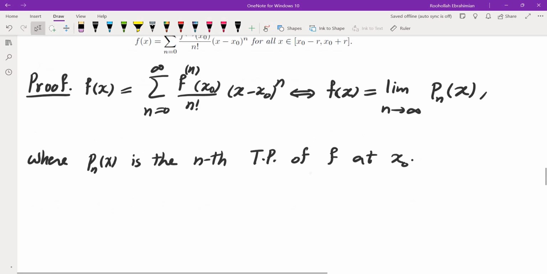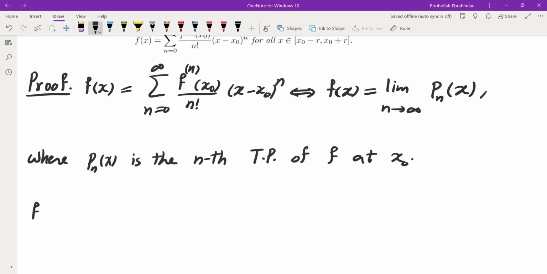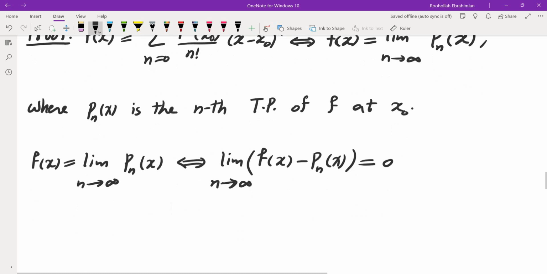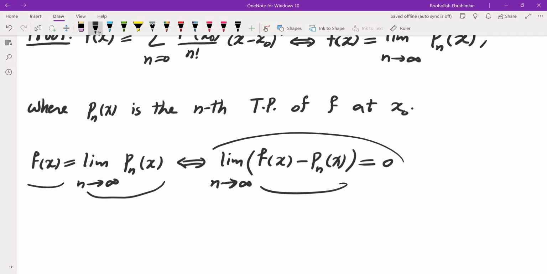Okay, so this equality holds if and only if f of x is equal to the limit as n approaches infinity of Pn of x, if and only if the limit of f of x minus Pn of x is 0 as n approaches infinity. And this is pretty straightforward by properties of limit. If you have this one, then you just subtract f of x and you get this. If you have this one, then you just subtract f of x again and multiply by a negative sign.